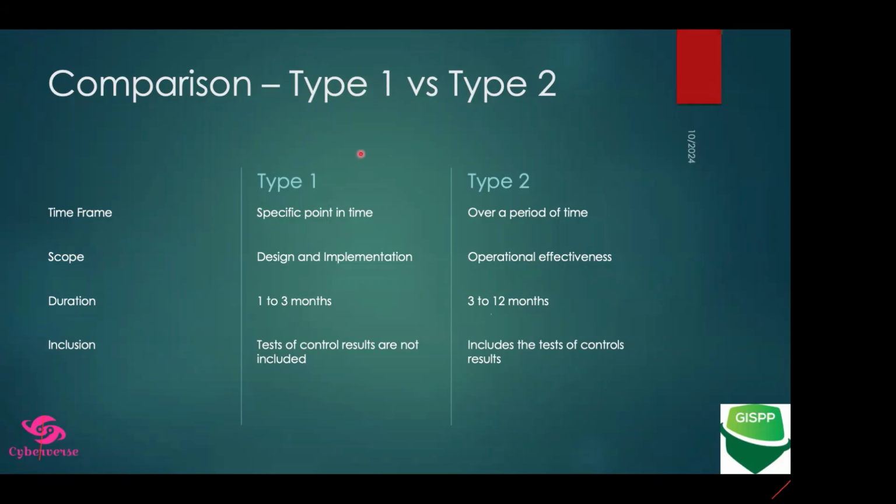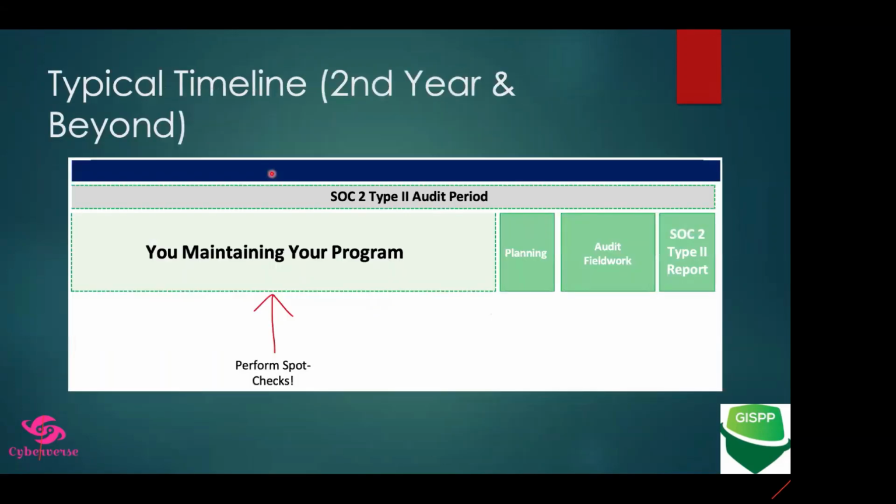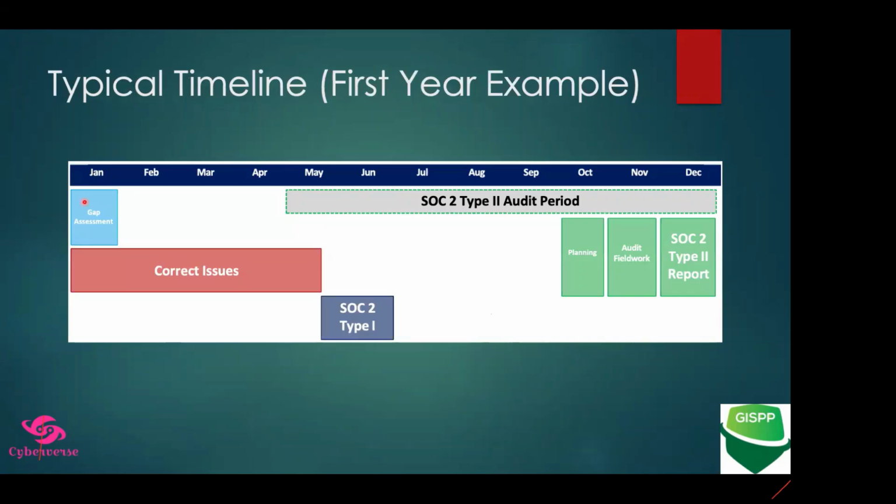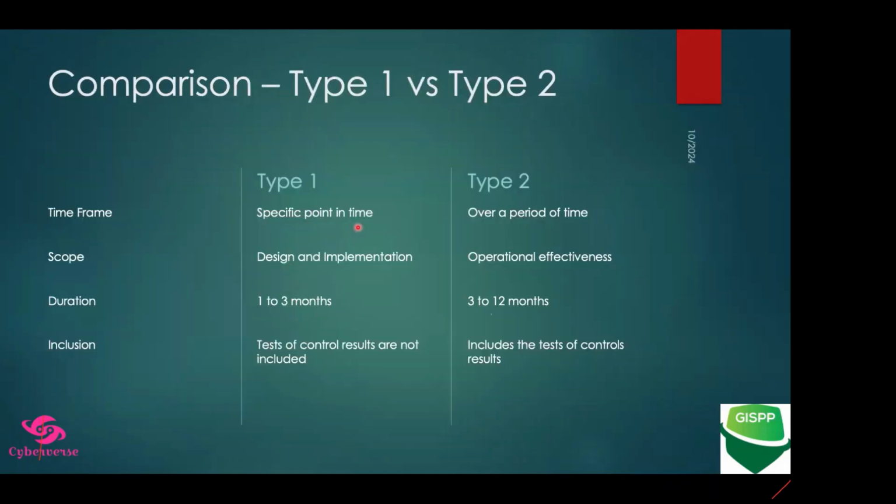Okay. Type 1 is basically a point in time report. What does that mean? It means I did my gap assessment here and found gaps in my controls versus the requirements of SOC2. I took 3 to 4 months to fix those gaps and issues and uplift my information security program. Once I'm done, I engage a CPA firm to come and do a point in time assessment. It's like a snapshot of that particular position. That is called your SOC2 type 1.